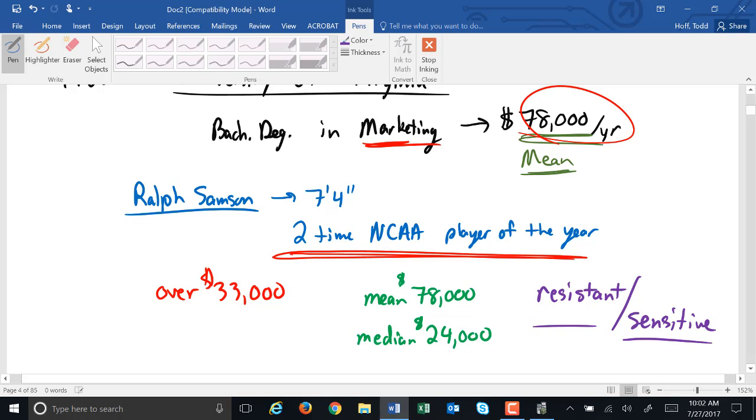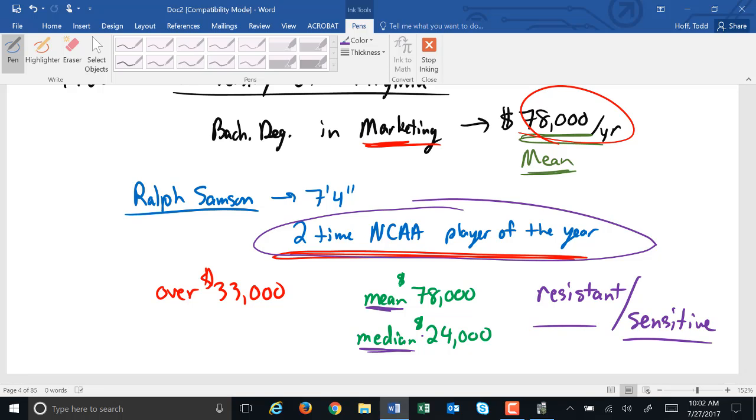The two terms that get used here are resistant or sensitive. And it all depends on what textbook you're looking at and what direction you're looking at it from. Resistant means not affected by what's called extreme values or outliers. Mr. Sampson's multi-million dollars was an outlier. It was way away from the other values. It affected the mean way more than it affected the median. The median was more resistant to that outlier. The mean was more sensitive.